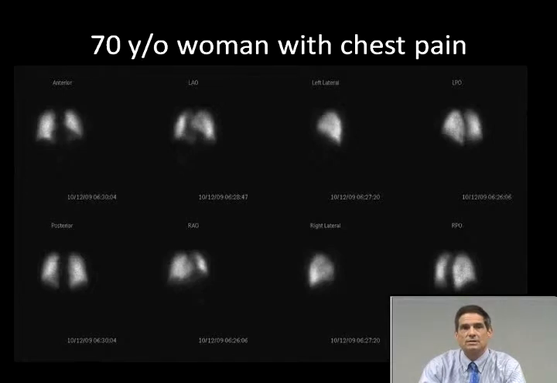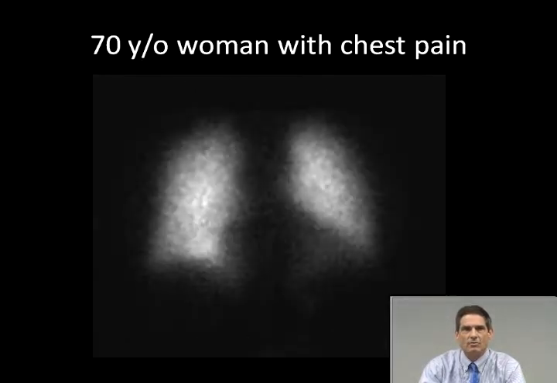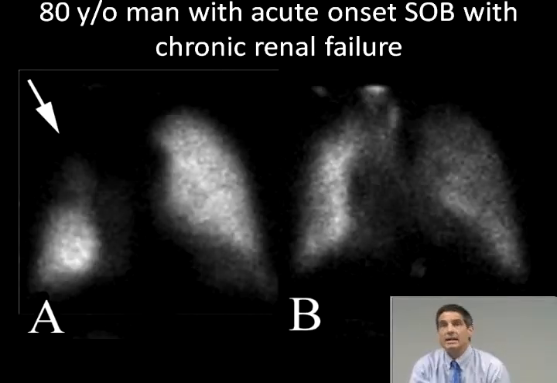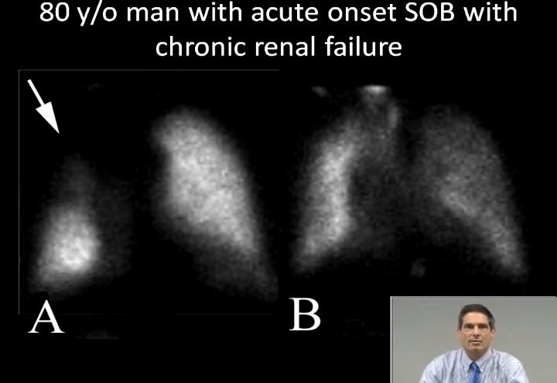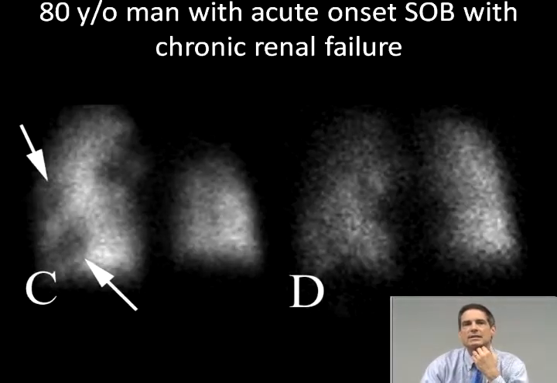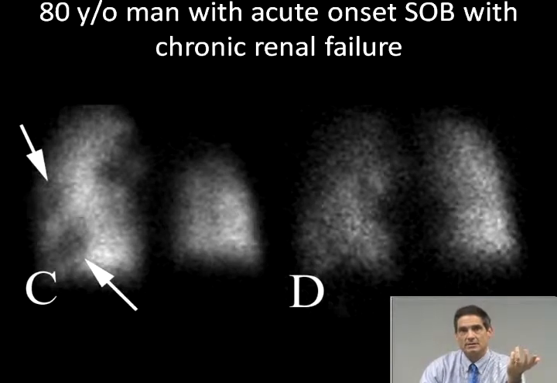So this was a patient with renal failure that had a normal perfusion study excluding pulmonary embolism as a cause of her chest pain. This 80-year-old man had acute onset of shortness of breath, and he had chronic renal failure. The perfusion study shows a hole there in his right upper lobe that was not present on the ventilation study, marked B. Here, C and D show you, again, perfusion abnormalities in an area that's relatively normally ventilated. This man had multiple mismatched ventilation perfusion defects. So he had pulmonary emboli.